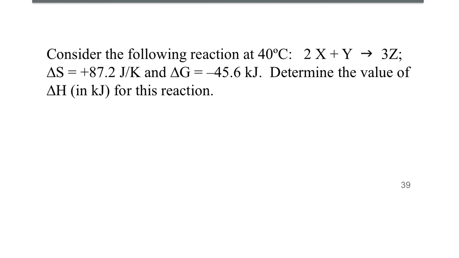So let's work on this one. I'll set this up and then y'all can work with your neighbor. Here we have a reaction at 40 degrees C. We have 2X plus Y forms 3Z. We're given a delta S for this reaction in joules per Kelvin and a delta G in kilojoules. Let's determine the value of delta H. Go ahead and work with your neighbor there. Just do this for maybe a couple minutes.